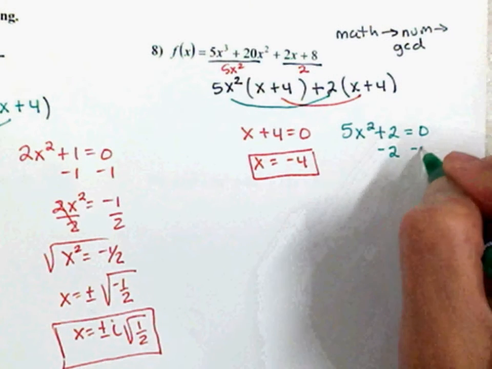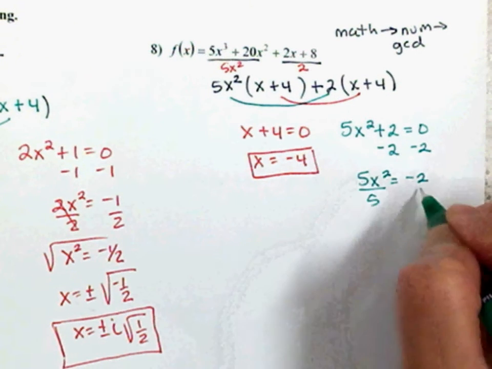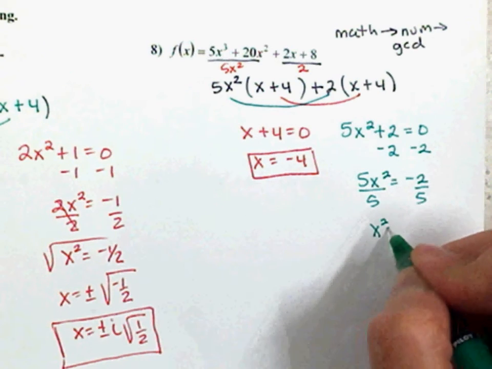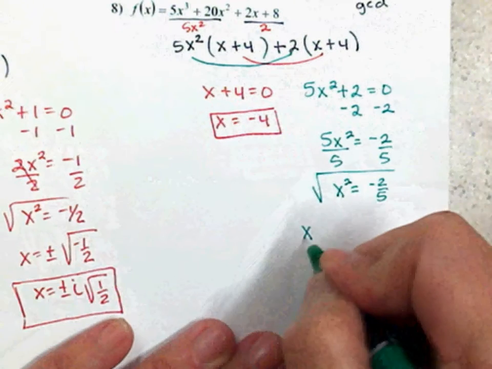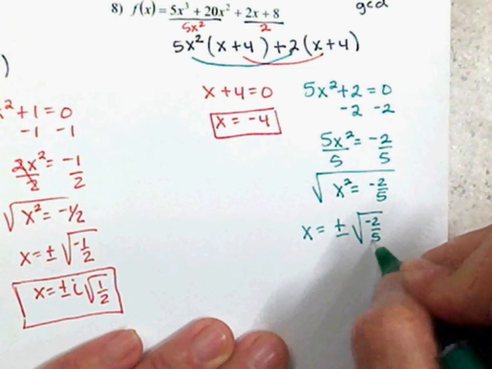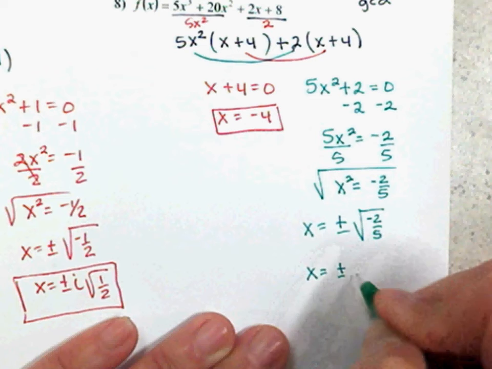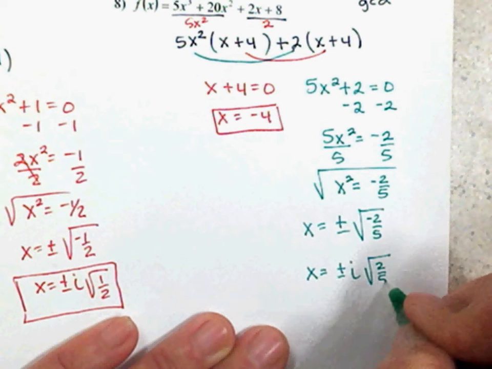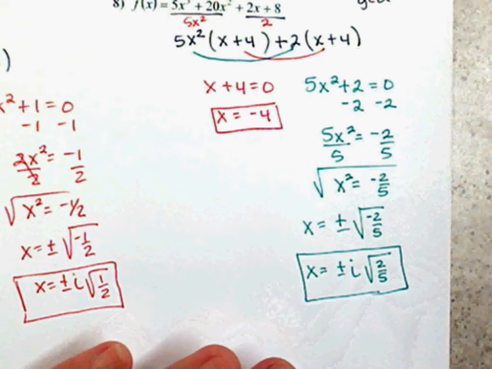Subtract 2. 5x squared equals negative 2. Divide by 5. X squared equals negative 2 over 5. Take a square root. So x is equal to plus or minus the square root of negative 2 over 5. The negative comes out as an i. You can leave your answers like this, but in reality, we should rationalize it. But for now, we're going to stop right there.